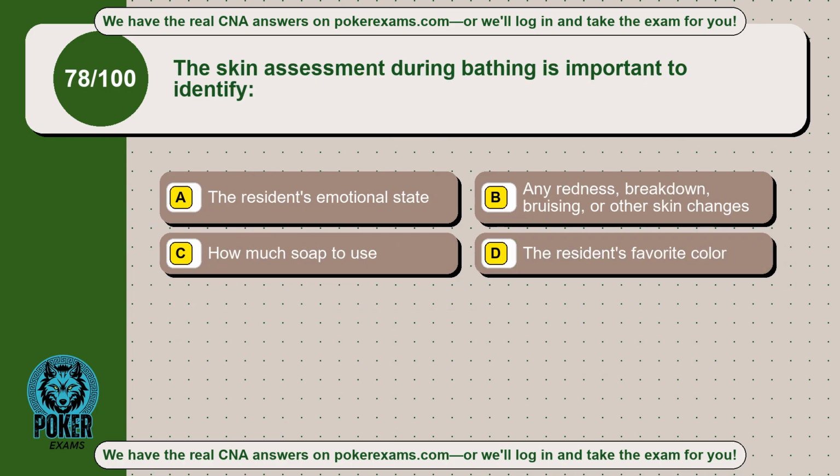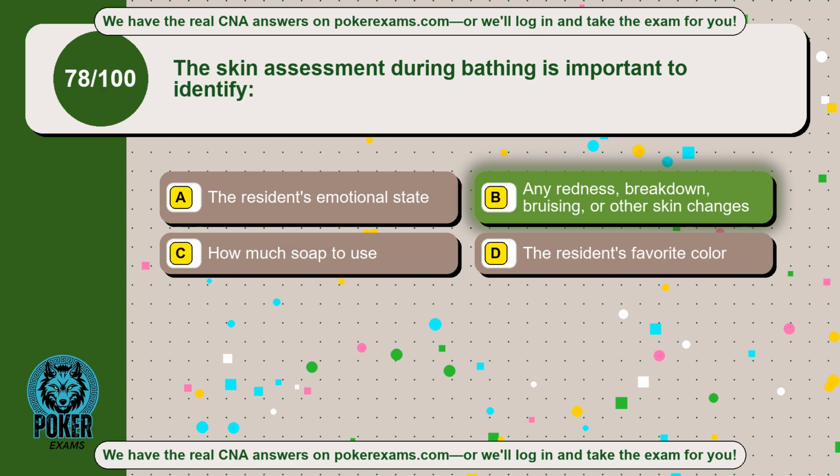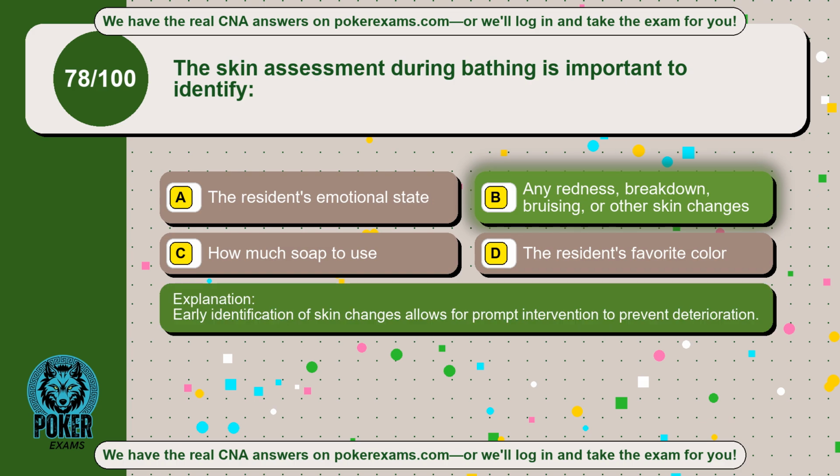Question 78. The skin assessment during bathing is important to identify: Option A, the resident's emotional state. Option B, any redness, breakdown, bruising, or other skin changes. Option C, how much soap to use. Option D, the resident's favorite color. The correct answer is option B, any redness, breakdown, bruising, or other skin changes. Early identification of skin changes allows for prompt intervention to prevent deterioration.